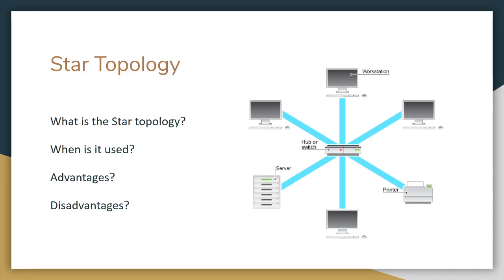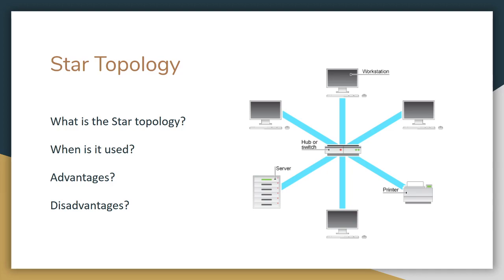So, moving on to our second type of topology here, the star topology. The star topology is when all the secondary nodes are connected onto the primary node, seen in the middle here, which is the hub or switch. It's used in a medium-sized network or a medium-sized office for one team or one department in a business.